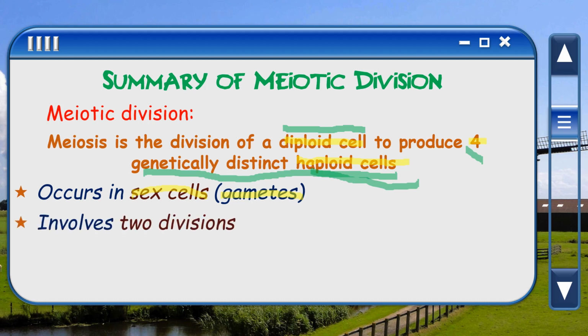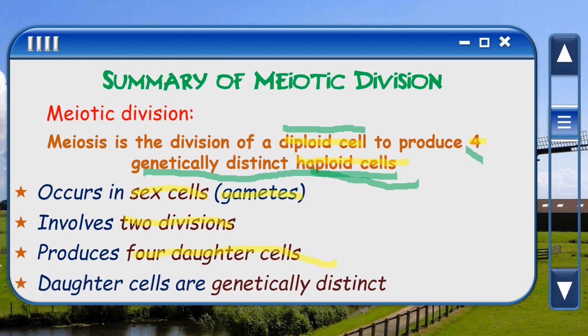And it involves 2 divisions. We have seen there is division 1, meiosis 1, and division 2, meiosis 2. And this produces 4 daughter cells. We have seen that we have ended up producing 4 daughter cells. And the daughter cells are genetically distinct. The daughter cells are genetically different from each other.